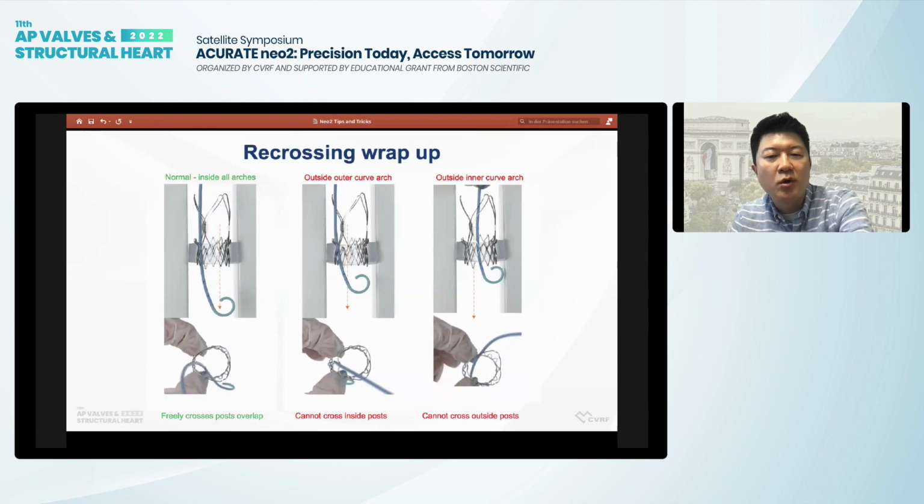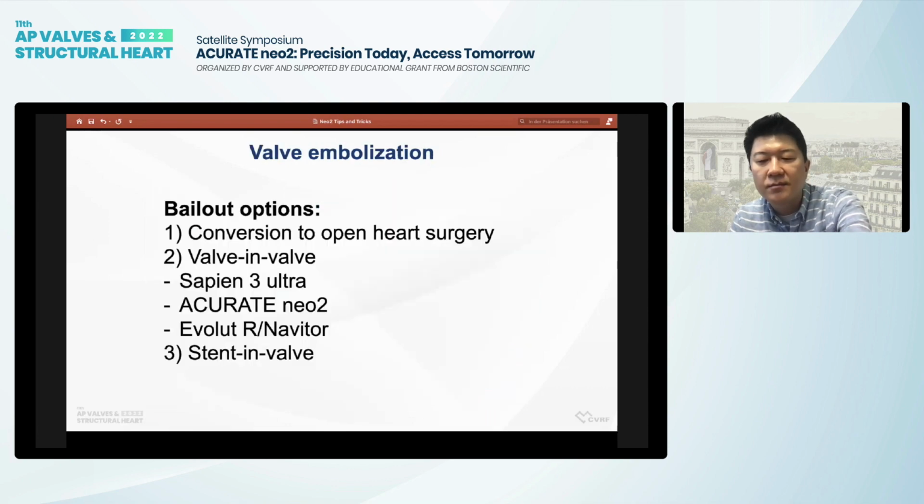So maybe a final word in regard to valve embolization. Valve embolization is one complication that can happen, unfortunately, and there are several bailout options. Of course, conversion to open heart surgery is rarely necessary. I would like to show you quickly three options. You can do valve-in-valve. The most frequent option is Sapien 3 or Sapien 3 Ultra, and we have done it a lot of times due to malpositioning or PVL.